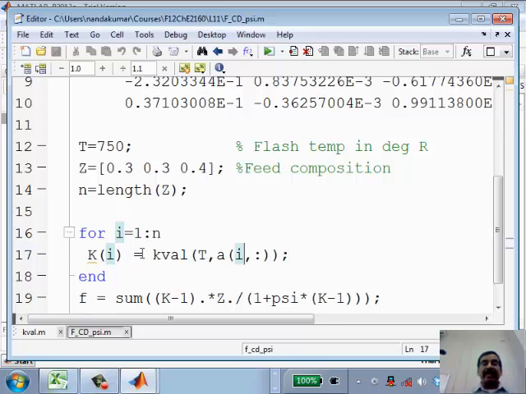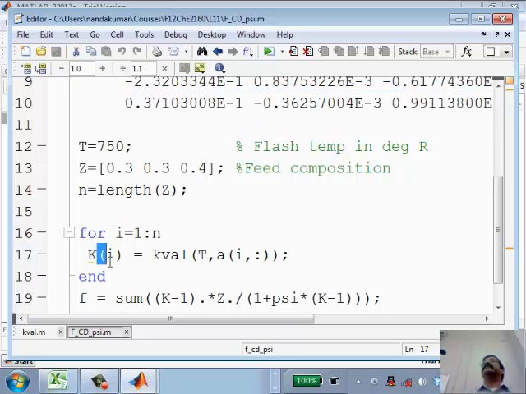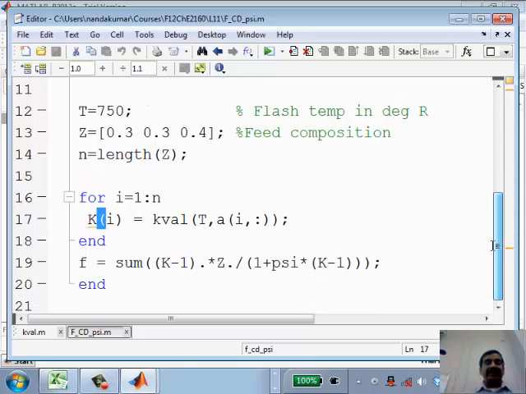So I make this call 3 times to k value, and I'm passing what the temperature is, and I'm passing which particular row it has to take to the k value function. And then the k value function will calculate the k, return it, and I store it in k1, k2, k3, 3 times. And once I have the k value, line 19 is the same as I've done before. I calculate the function. Now, the way, yeah, question?